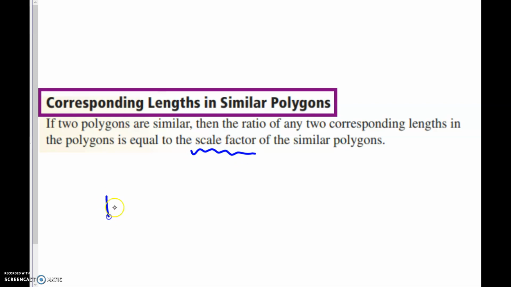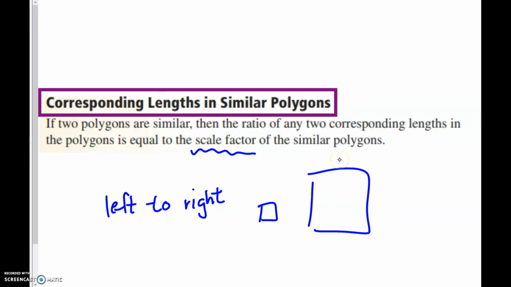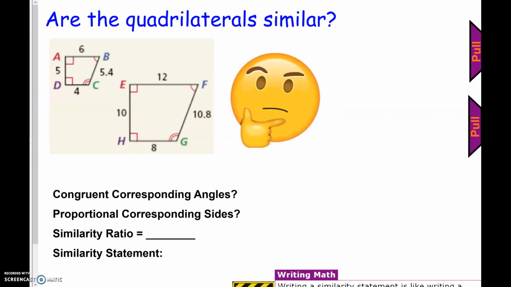And we typically go from left to right unless otherwise noted. So start with the figure on the left and go to the right. So if we go from here to here, this is getting bigger. So the ratio would be like 3 to 1. If we are going from this to this, now your ratio is getting smaller. So it's going to be 1 to 3. So unless specified, go left to right.